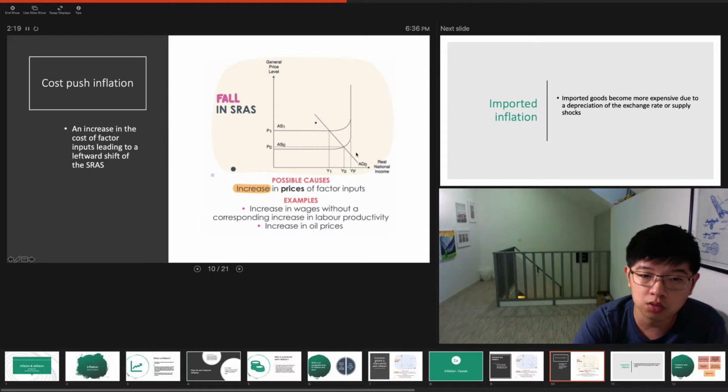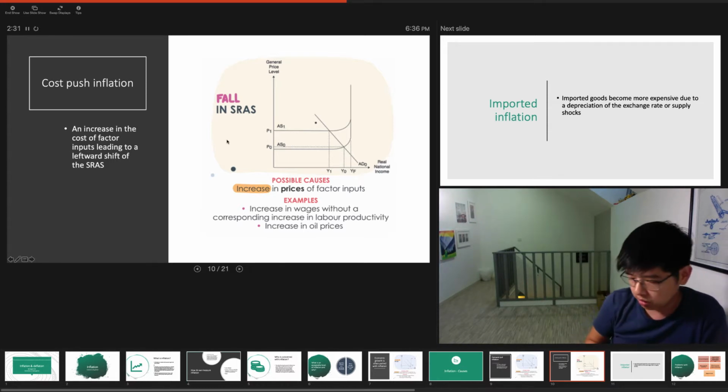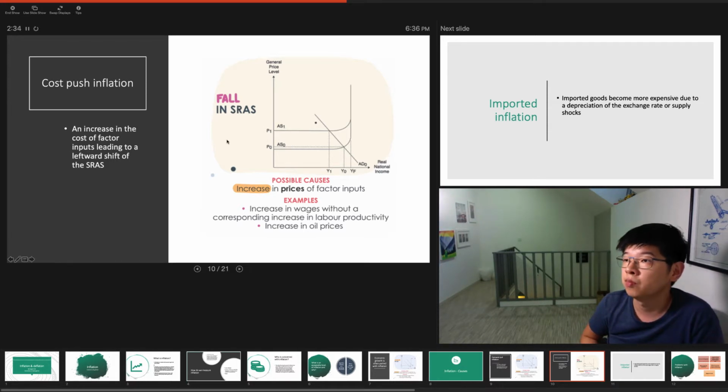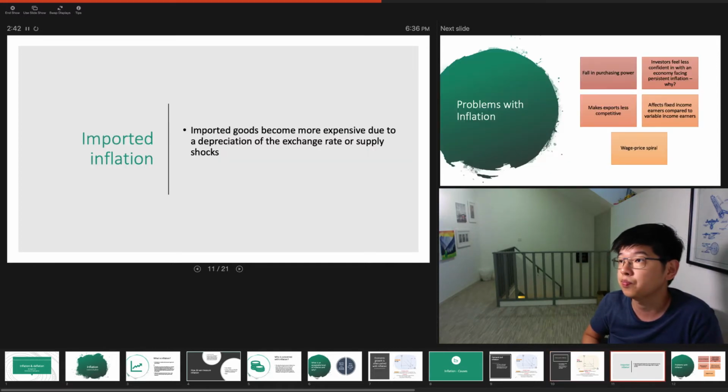And when we use your AD-AS analysis, it's basically a leftward shift of your SRAS curve. So you see when your SRAS curve shifts to the left, it looks like an upward shift. Your prices go up from P0 to P1. That results in what we call cost push inflation, where firms pass on the higher cost of production associated with the higher prices of factor inputs back to the consumers in terms of higher prices.